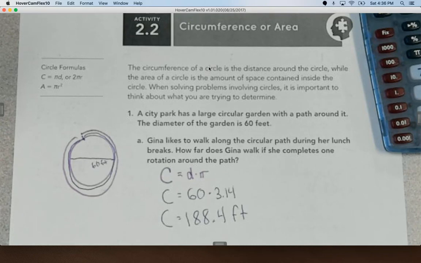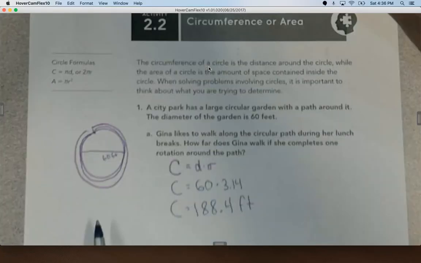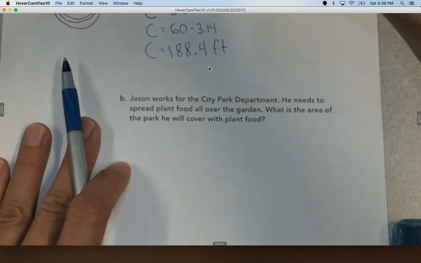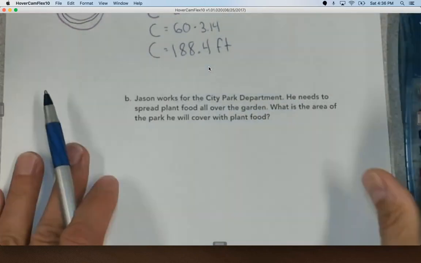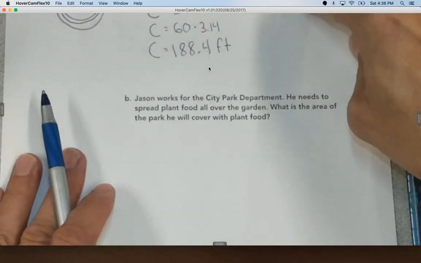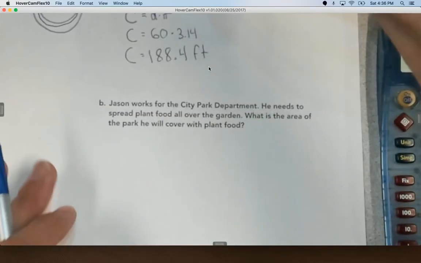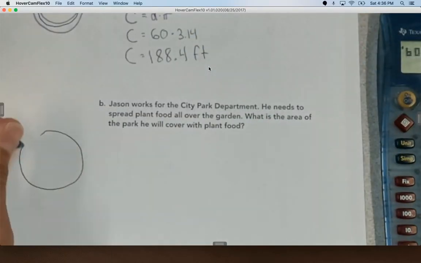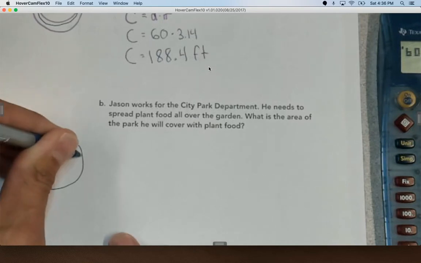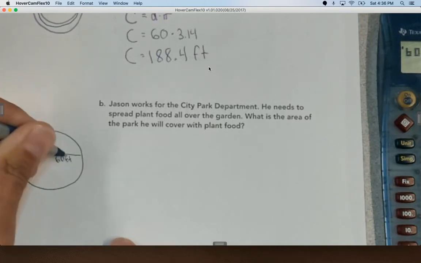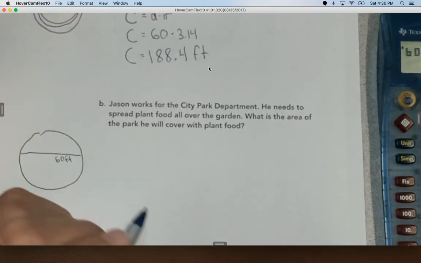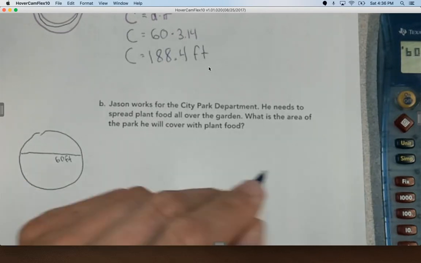So it's the same situation because it's 1A and then 1B. So it's still with the city garden that has a diameter of 60 feet. Jason works for the city park department. He needs to spread plant food all over the garden. All over the garden. What is the area?